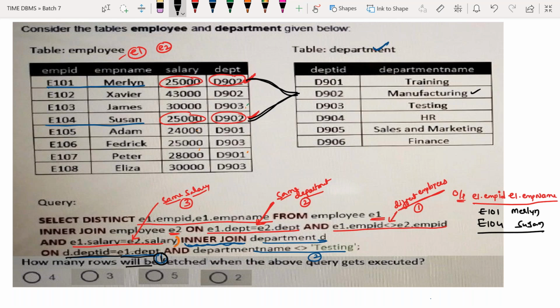Now, what is the question? How many rows will be fetched when the above query gets executed? How many rows are fetched when this query gets executed? 2 rows. So the answer for this question is 2 rows.